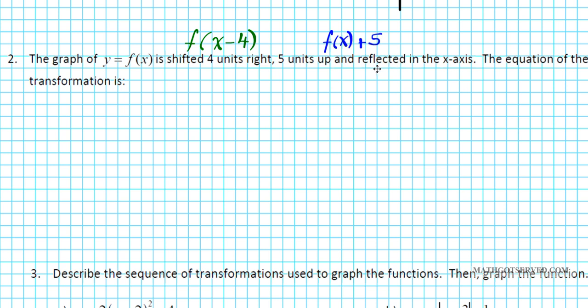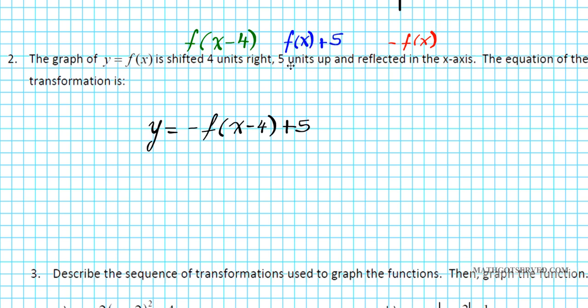And then it's reflected in the x-axis. What kind of transformation is that? Reflection in the x-axis is a vertical reflection. That simply means that a is going to be negative, so that will be negative f of x, just like the example we did in number 1. So if we combine all this together, the resulting function is going to be y equals negative f of (x minus 4), where a is negative for the reflection, the minus 4 is the shift 4 units to the right, and then k is plus 5 for the shift 5 units up. There goes your final answer.